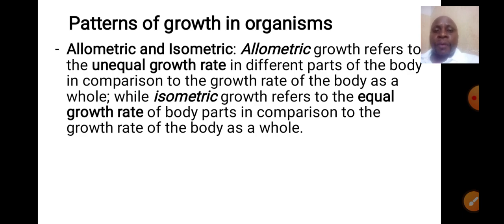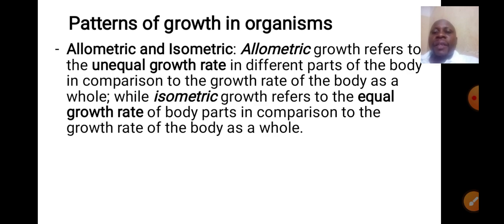So allometric growth is a type of growth where the rate of growth of various parts of the body is unequal. As in, as the whole organism is growing, the other parts of the body do not grow at an equal rate. For example, in humans, legs, hands, maybe ears do not grow at the same rate. Ears do not grow at the same rate as legs. Otherwise, if they could grow at the same rate, then humans could be having very long ears.